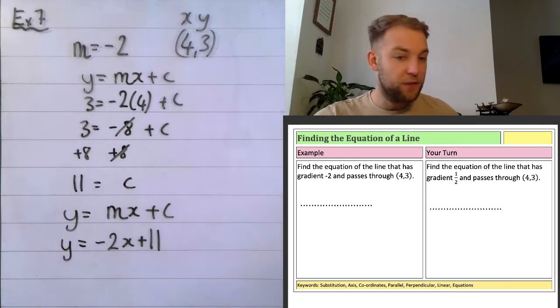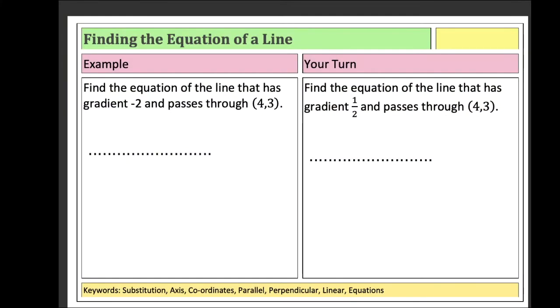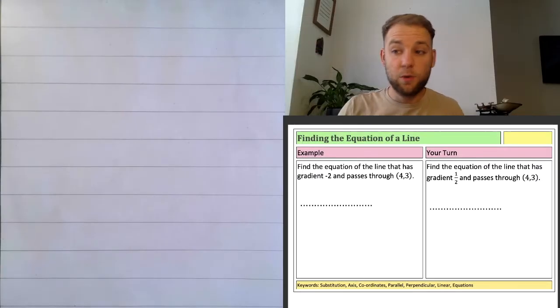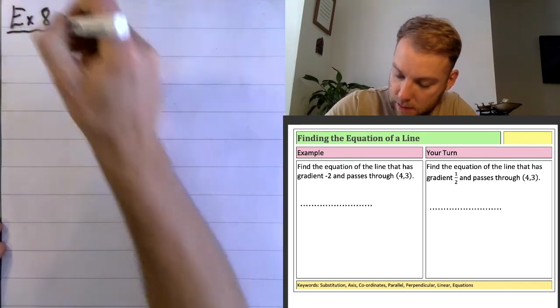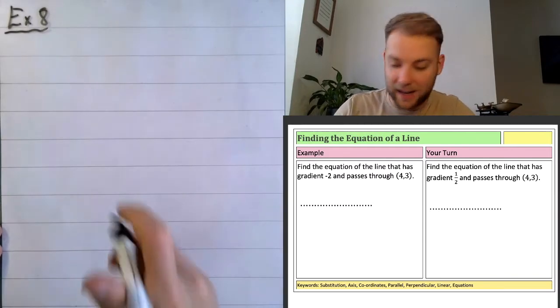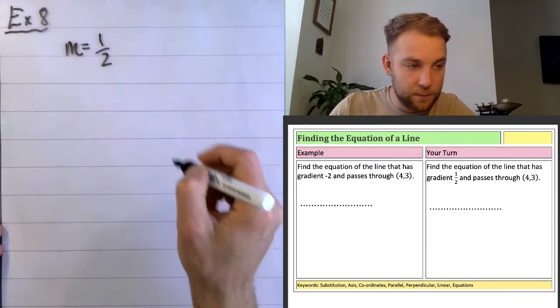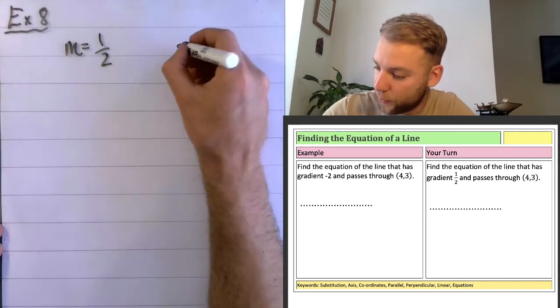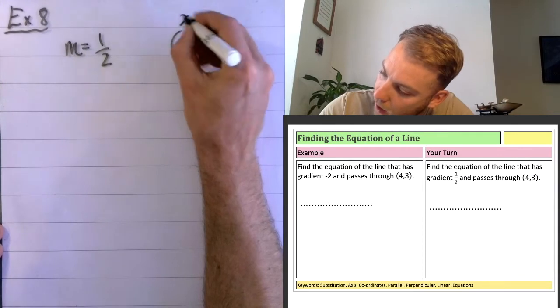Okay, so if you haven't already had a go at that one on the right hand side, maybe pause now and have a little go at that one on the right. So this one here is example 8. I think we should be kind of getting there now. So in this one, my gradient is equal to 1/2. My point is equal to 4, 3. So 4, 3, x, y, like so.